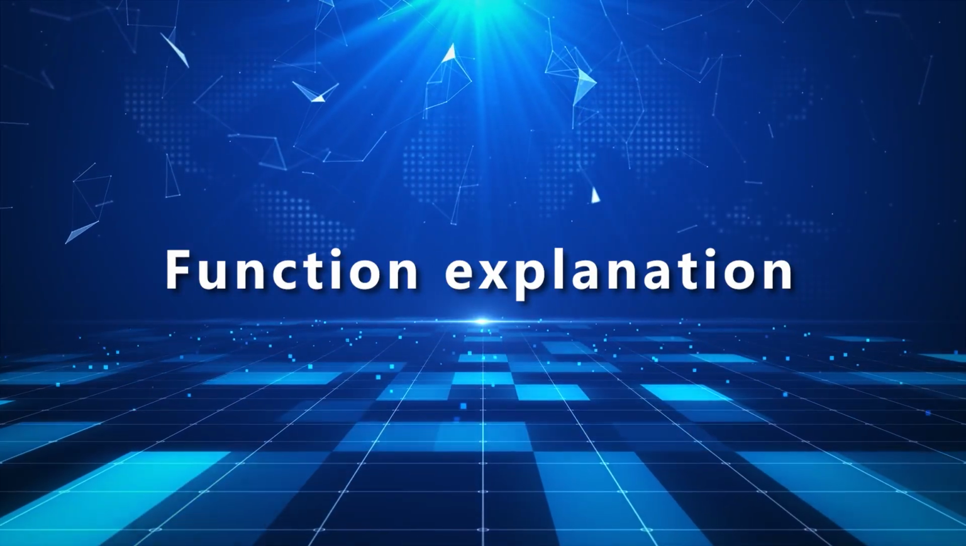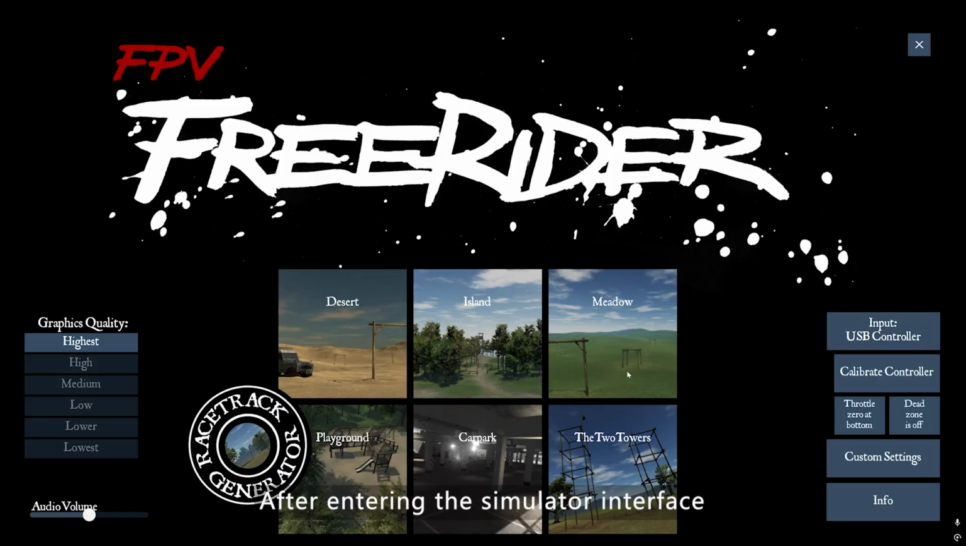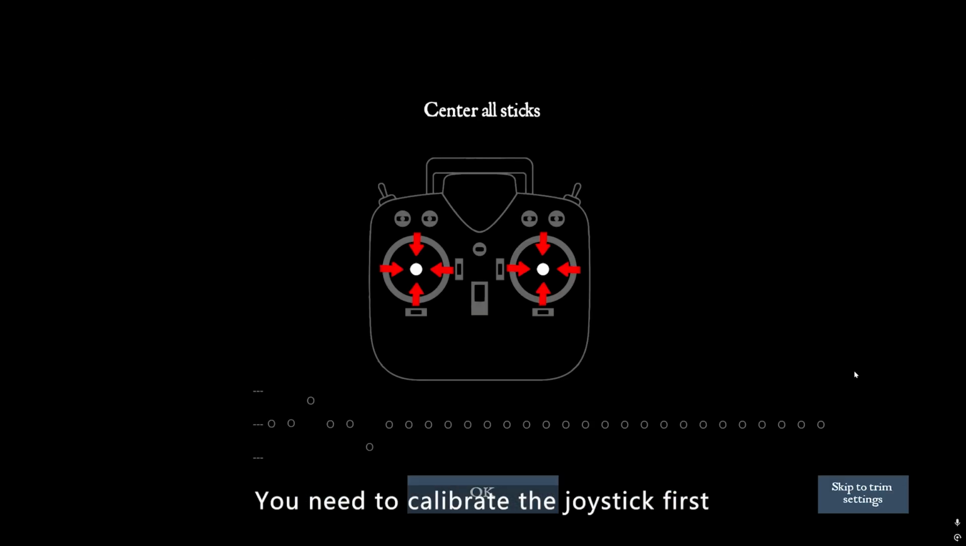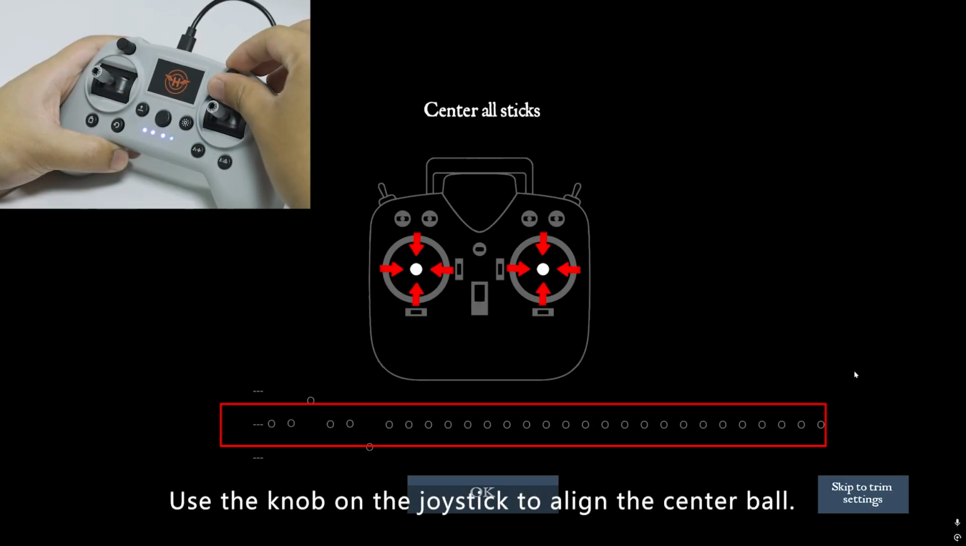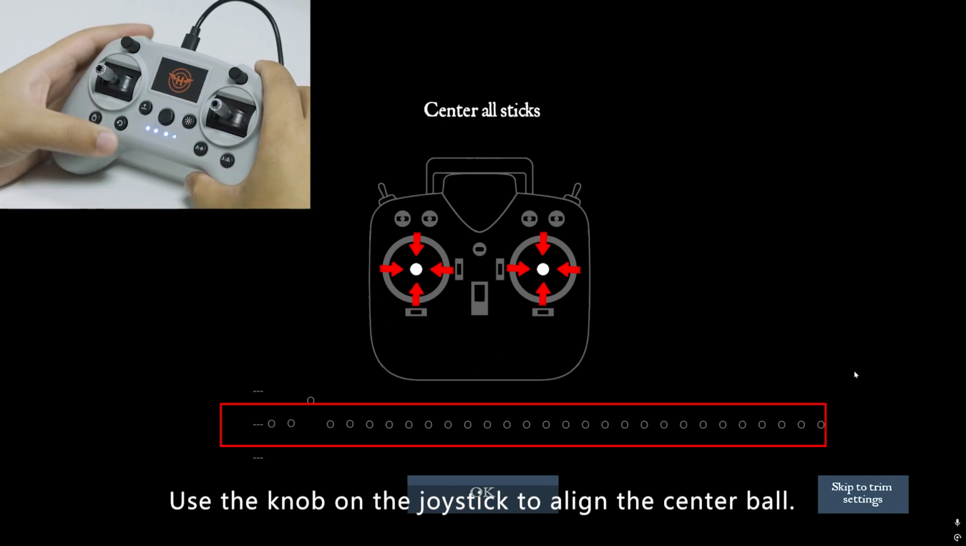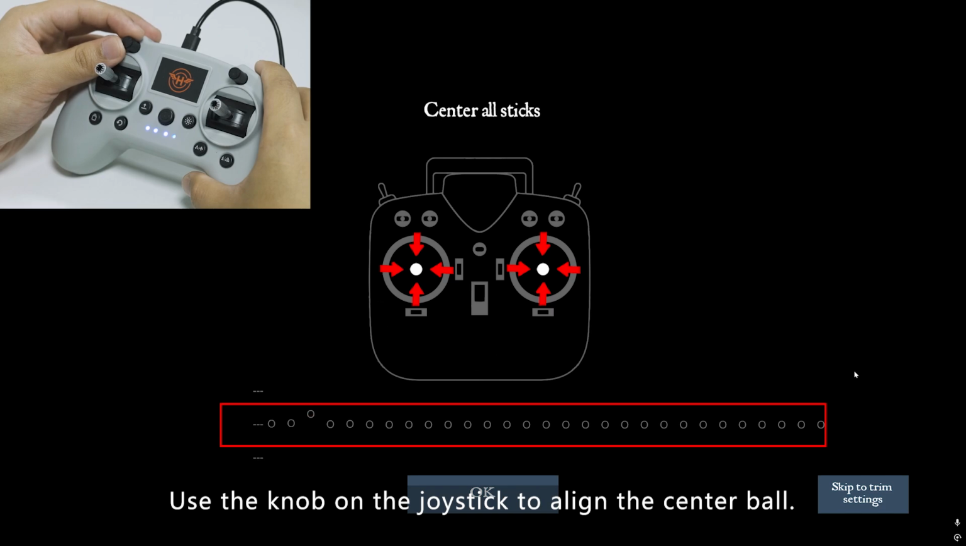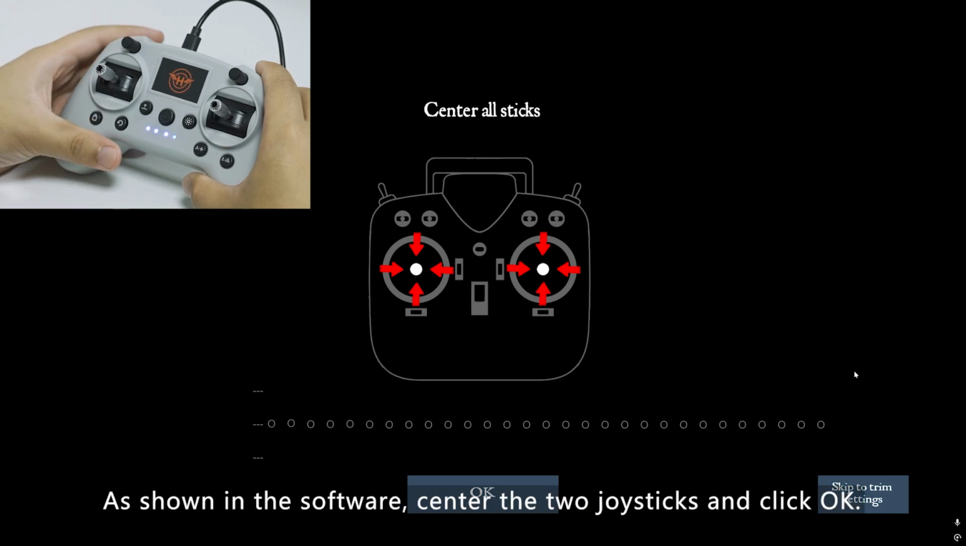Function explanation. After entering the simulator interface, you need to calibrate the joystick first. Use the knob on the joystick to align the center ball as shown in the software. Center the two joysticks and click OK.